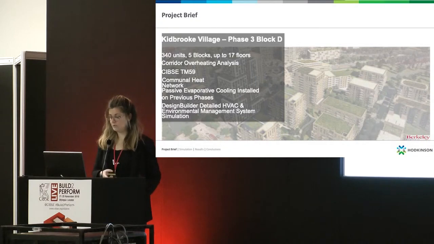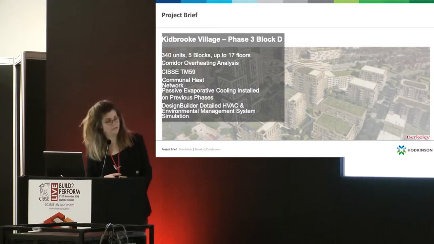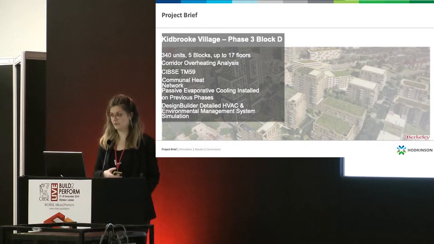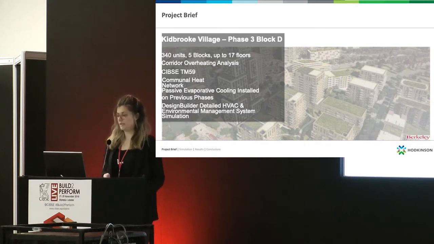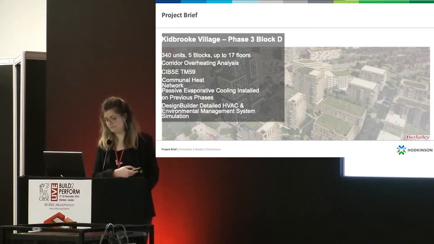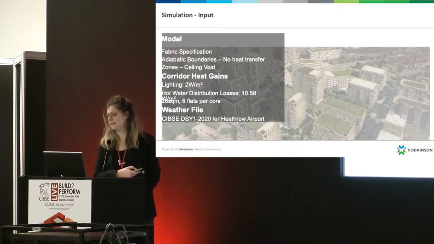Such capabilities are not standard within the dynamic thermal simulation software, and therefore I used detailed HVAC within Design Builder and the environmental management system scripting tool to be able to represent the passive system accurately. The model was built in the fabric specification and the M&E design.